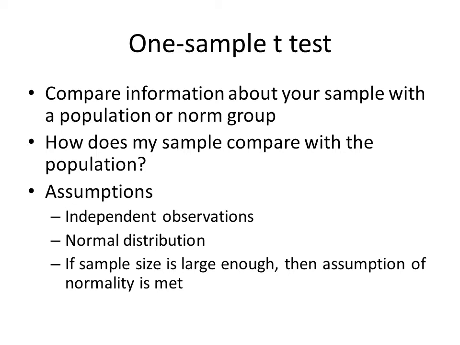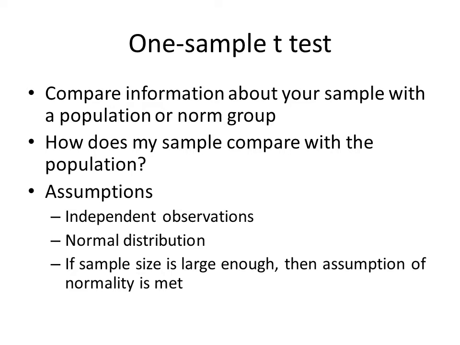The situation you're looking at here is you're trying to compare information about your sample to a population or to a norm group. Let's say you have IQ scores for students or reading test scores for students, and you want to know, is my group similar to the population, or is it different? So we would make our comparison to that population or that norm group, depending upon the information that you have. And the question you're answering, I've already given you, is how does my sample compare with the population? Is it similar? Is it different?